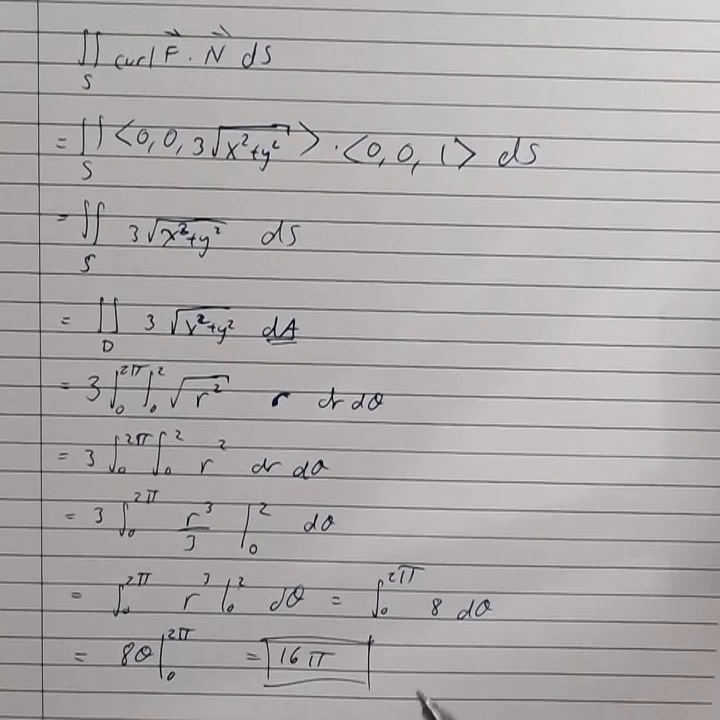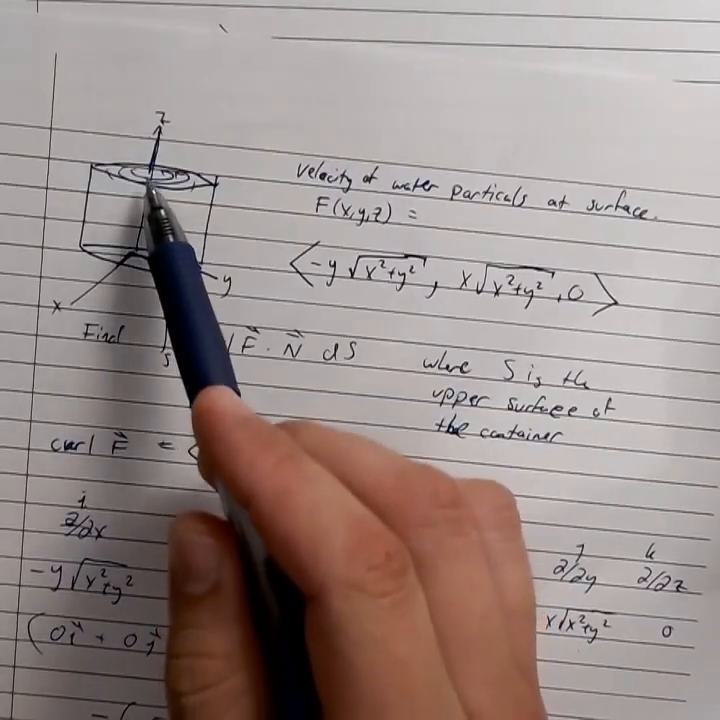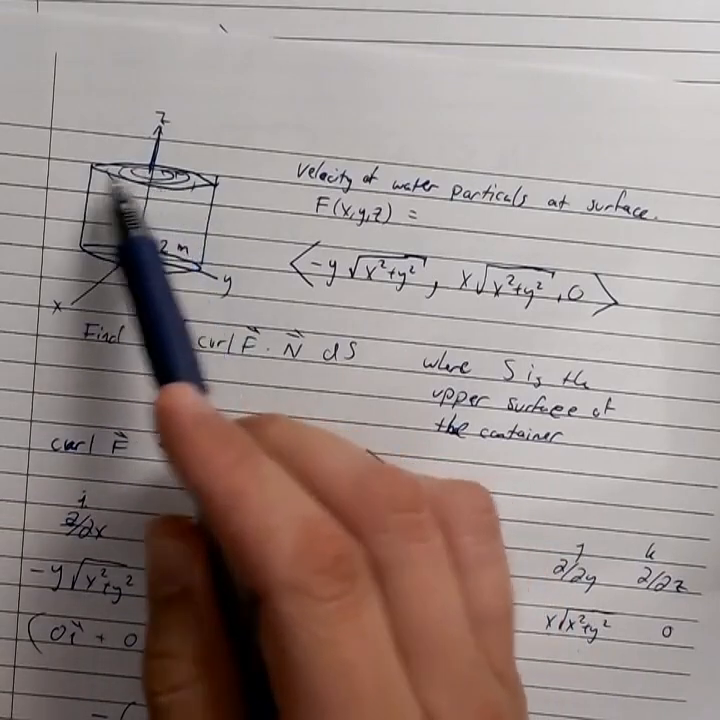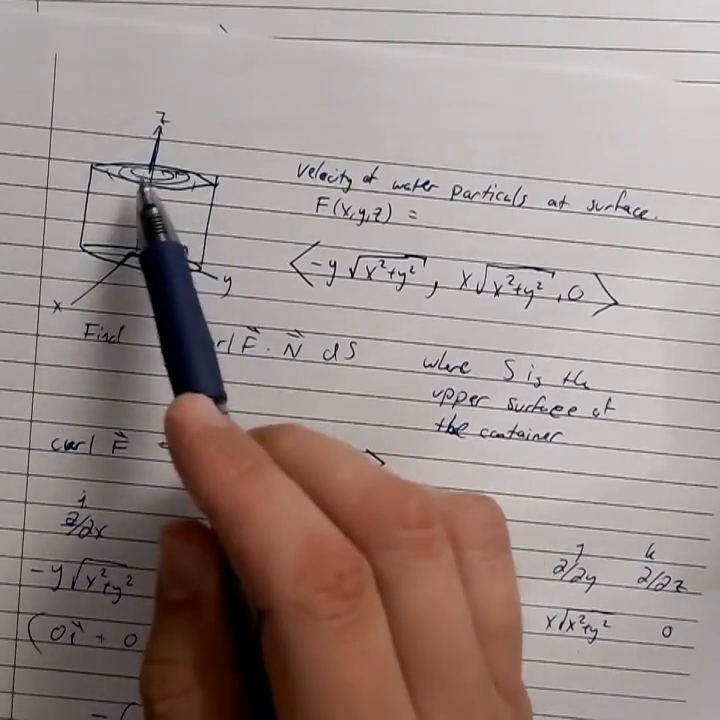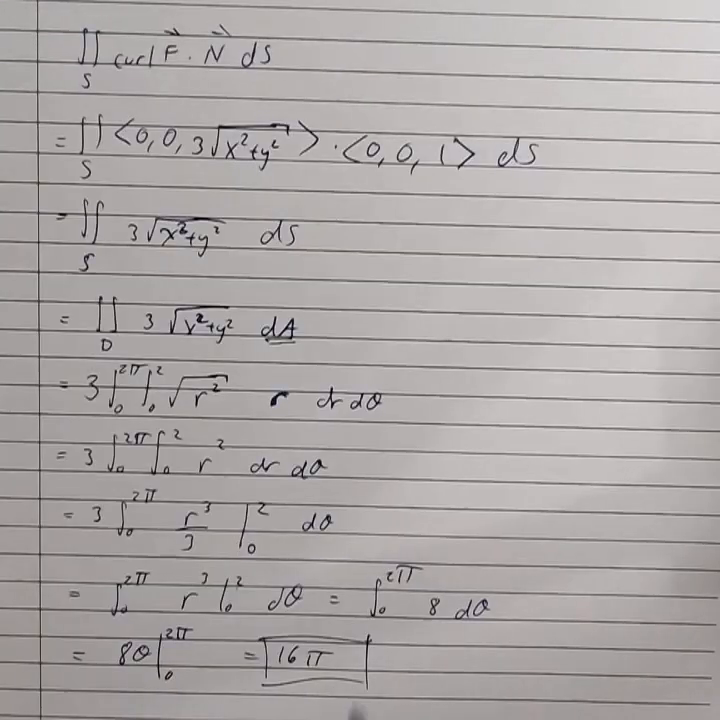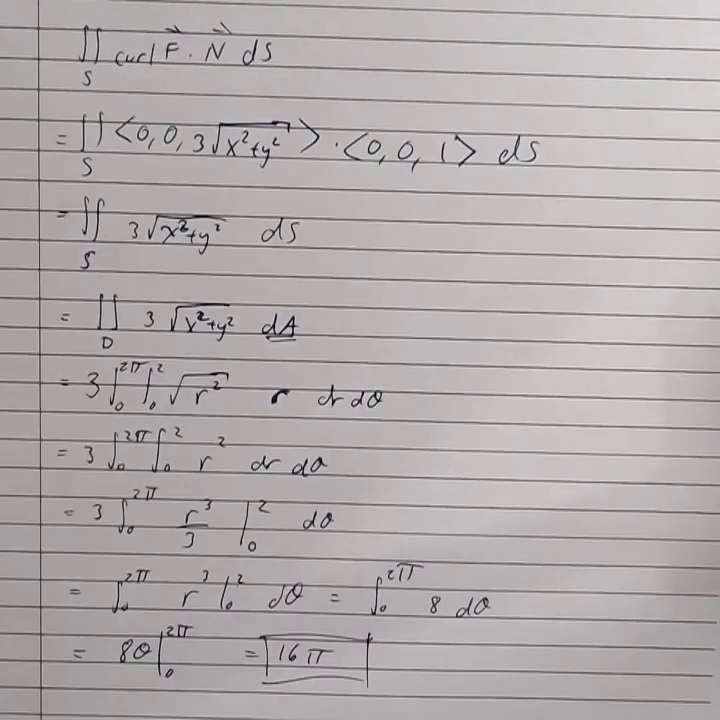And so that number represents the rotational tendency of this entire system. There's more rotation happening on the outer edges than there is in the middle, a faster velocity versus a slower velocity, but taken as an entire system, this quantifies the rotational tendencies of the surface of this water. And that is the end of our section.